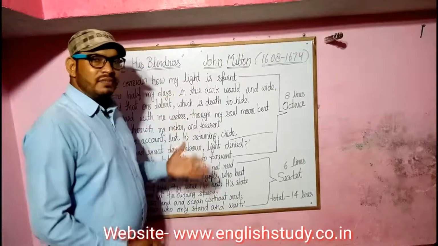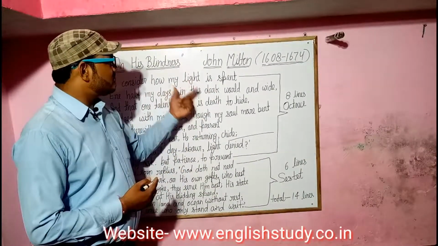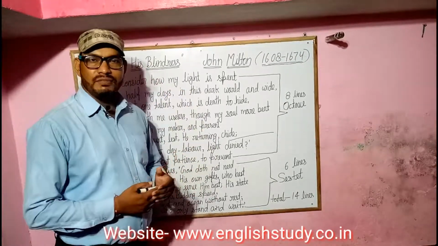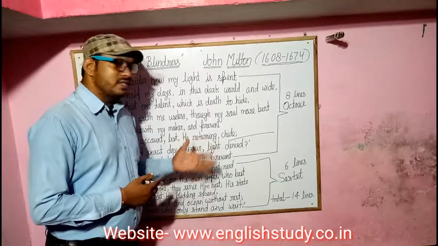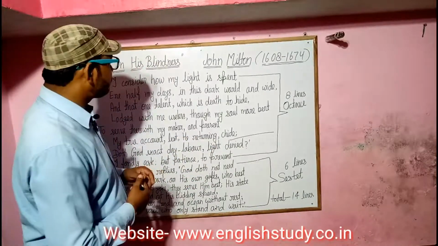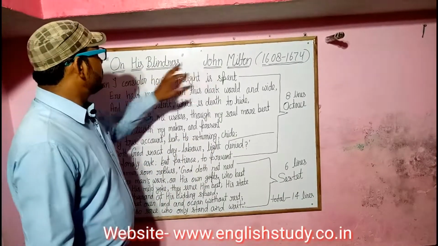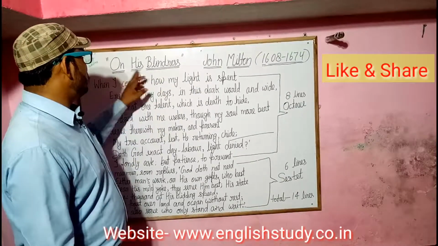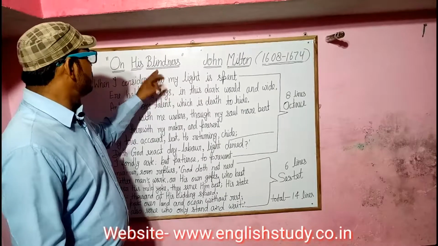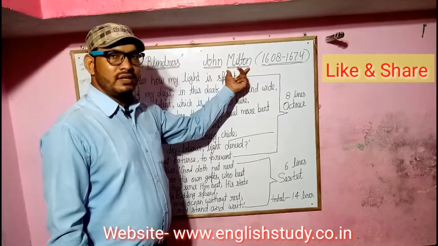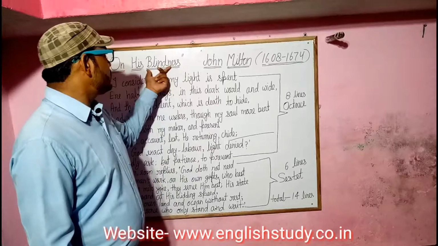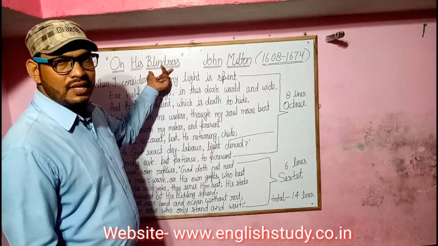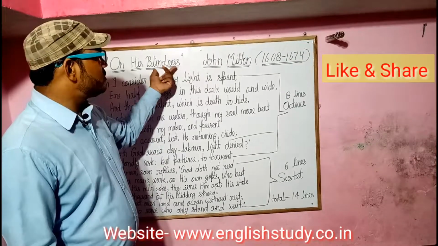Now the second step is the explanation. We will see the explanation of this beautiful and very sublime piece of poetry composed by John Milton. The title of this poem is On His Blindness. It relates directly to Milton, and blindness means losing eyesight.